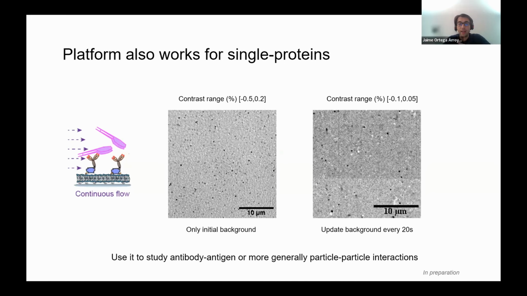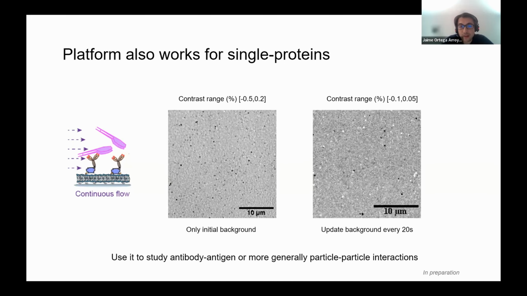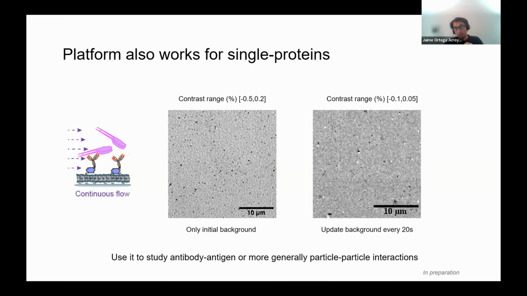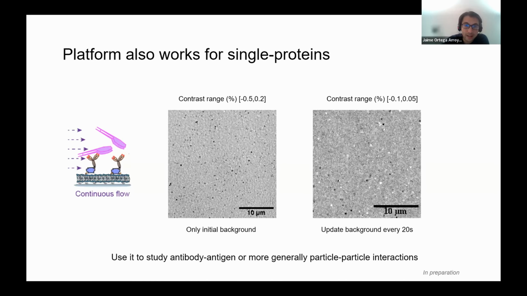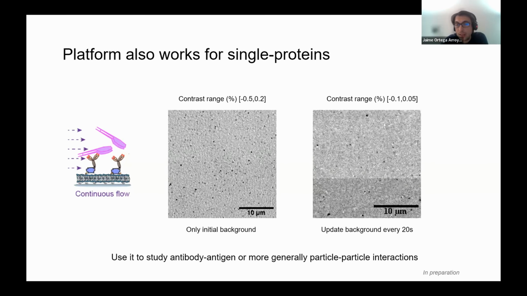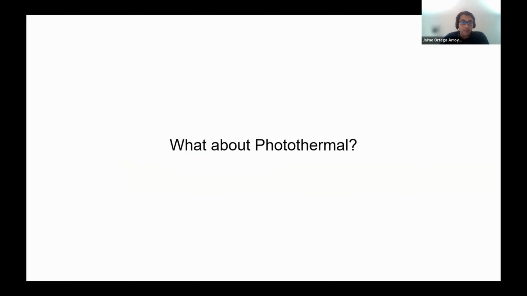So now I can study the antibody-antigen interactions and more generally, particle-particle interactions. And hopefully with this, I've convinced you that you can deliver specificity to label-free imaging techniques using biochemical means. So for the other parts of the community, what about photothermal? How do you deliver specificity there?